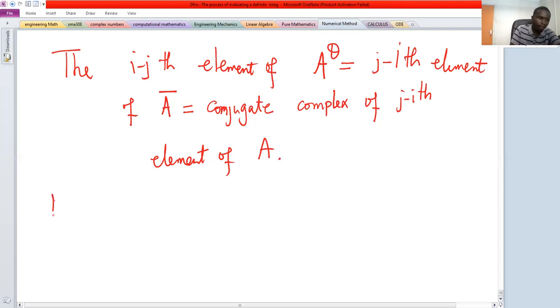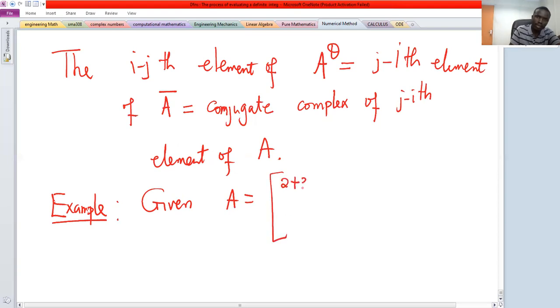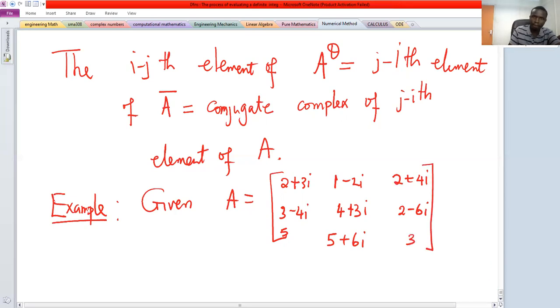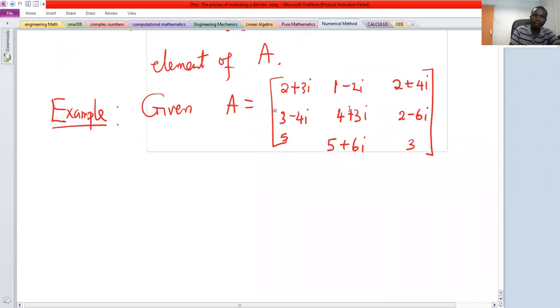So for example, given A equals 2 plus 3i, 1 minus 2i, 2 plus 4i, 3 minus 4i, 4 minus 3i, 2 minus 6i, 5, 5 plus 6i, and 3. This is matrix A. Find A power theta.